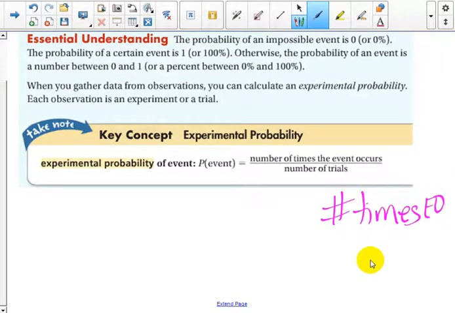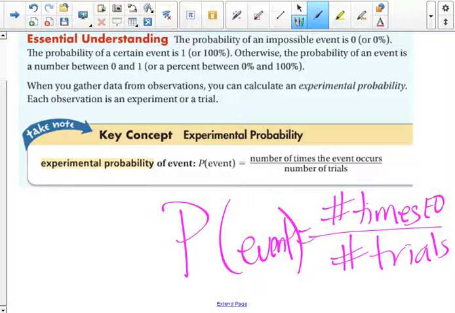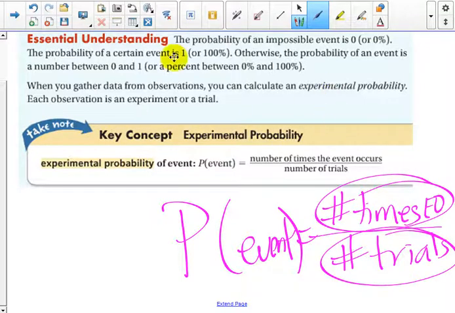Event occurs, I'll just abbreviate there, over the number of trials. So let's look at how to use this, and it's going to be a capital P of the event, whatever that event is. How many times did it occur over how many times did you try?